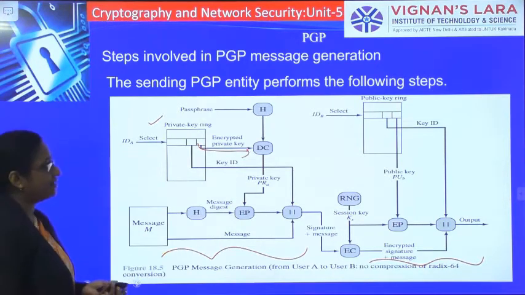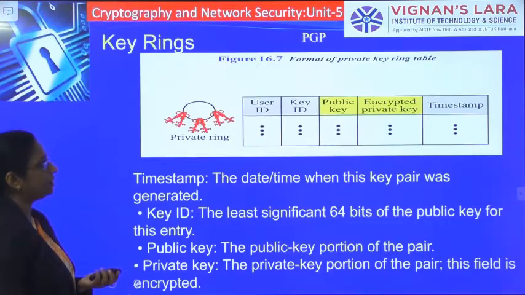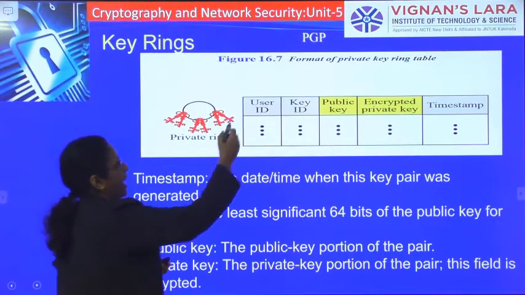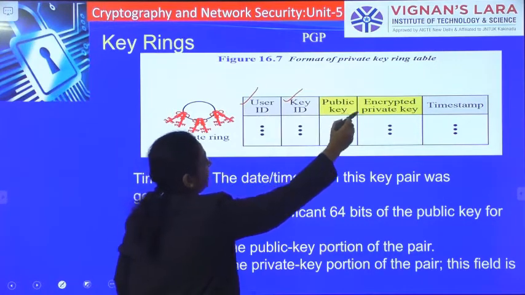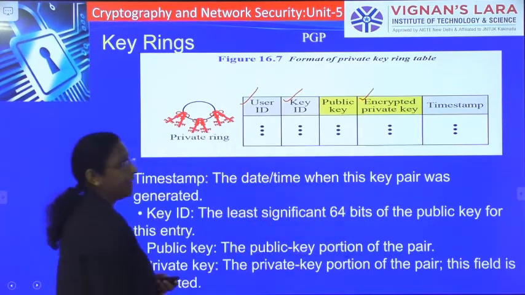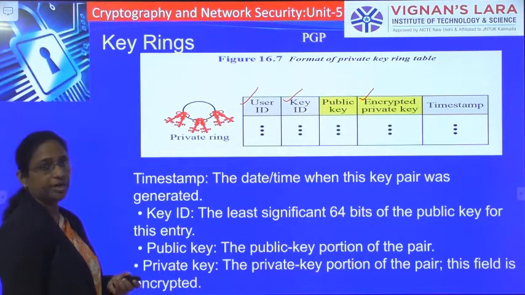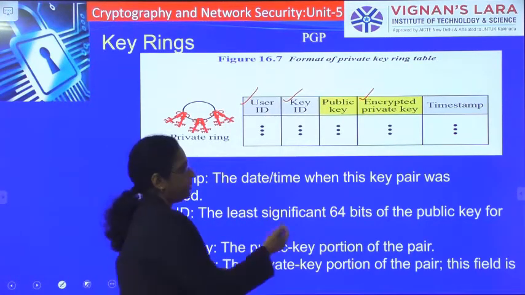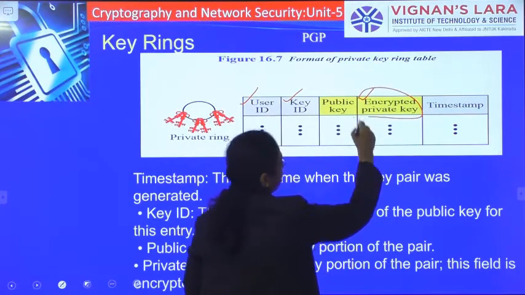We have already gone through your keyring. This is your private keyring, where you will be having a user ID, key ID, and also an encrypted private key. So here we require this. To encrypt that hash value, we require this private key.